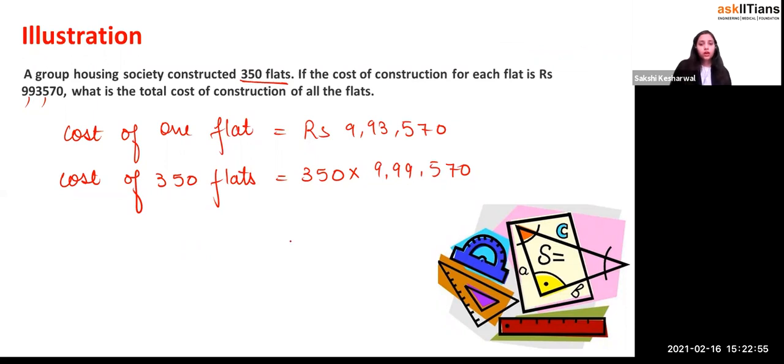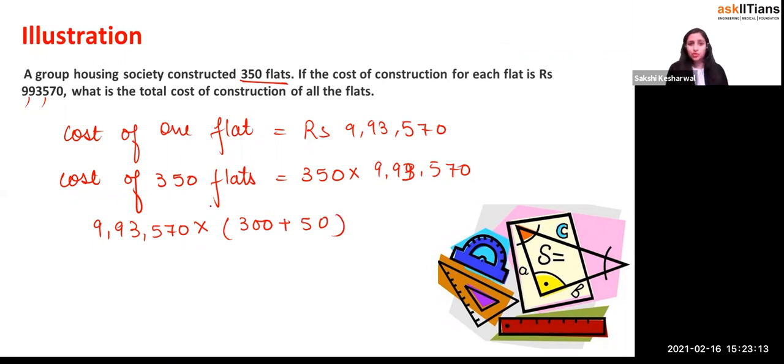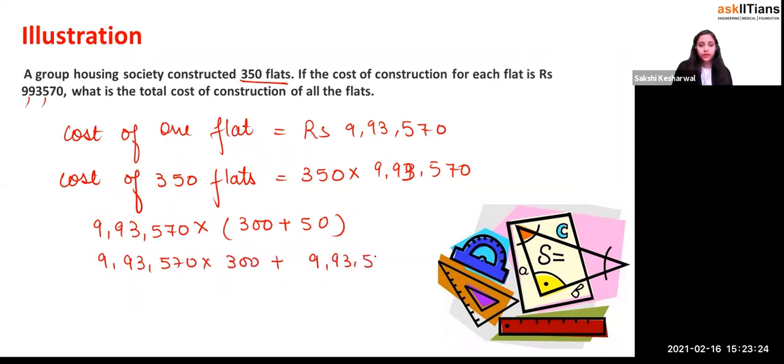Okay. So you can just break this also. It's 9,93,570. This is hard to break. So can I write this as what? 300 plus 50? Yes or no? So can you use the distributive property, or either you can just do the multiplication? Choice is yours, right? So it can be what? 9,93,570 into 300 plus 9,93,570 into 50, right?